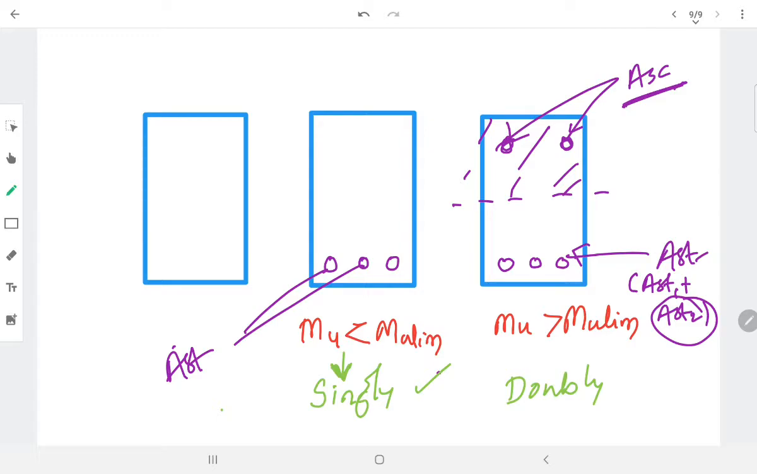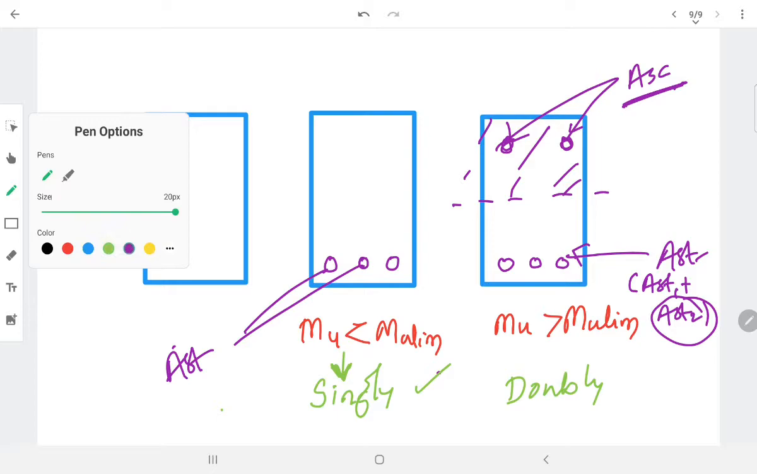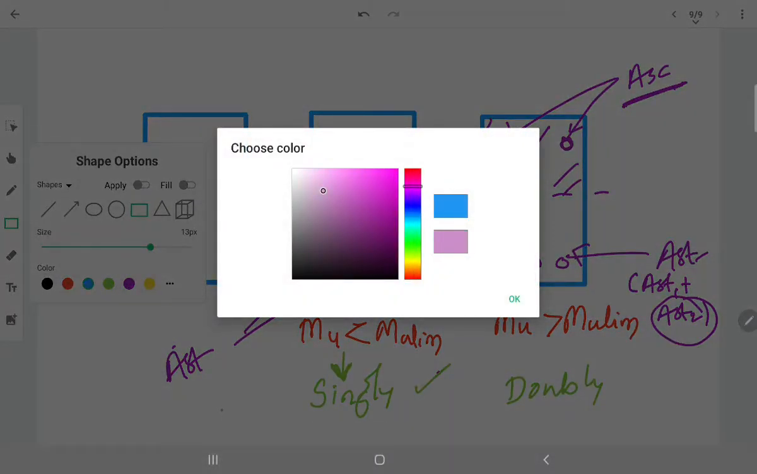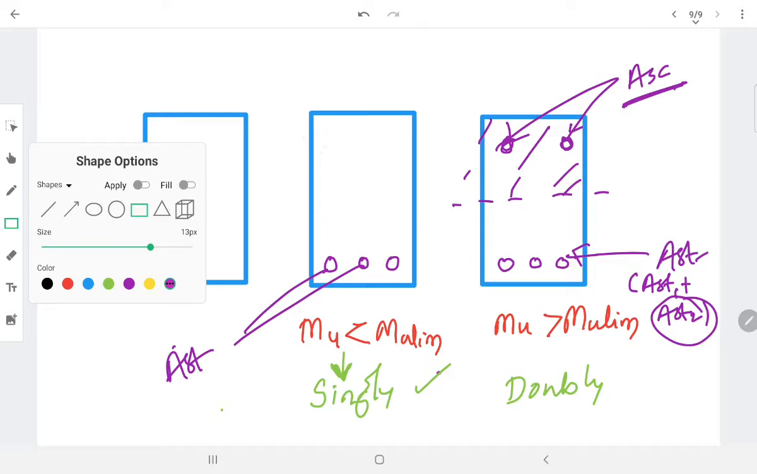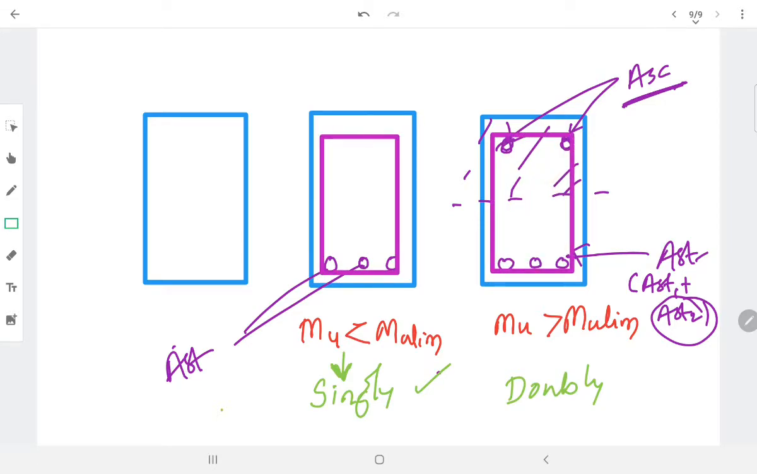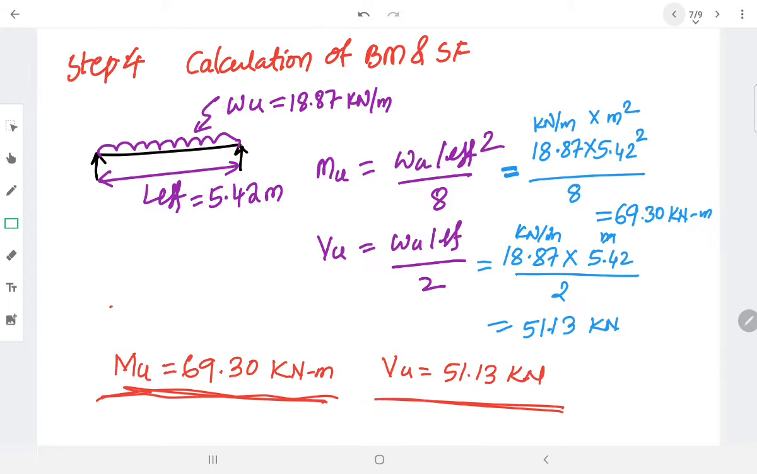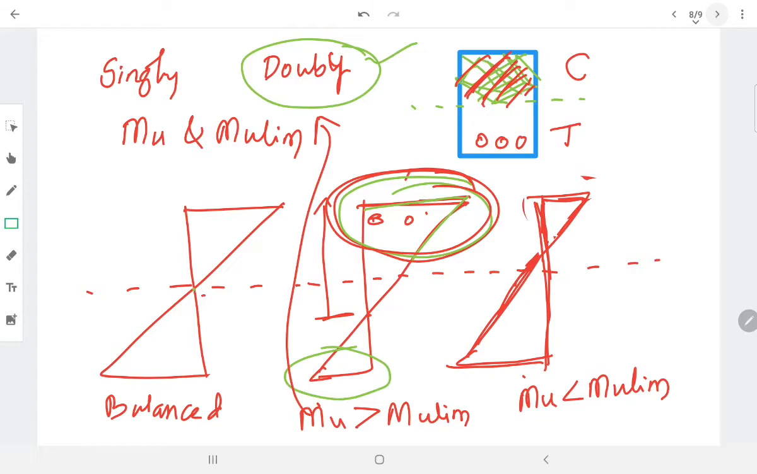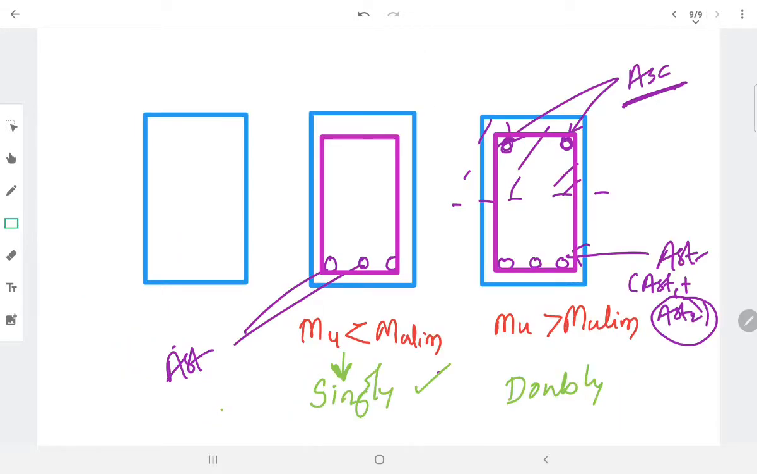Or apart from this, we will be providing shear reinforcement. You may ask what exactly the shear reinforcement is. Here I will be providing rings over this. These rings will be able to resist the shear stresses, whatever the Vu we have calculated. This will be resisted by the rings which you are going to provide in the beam.